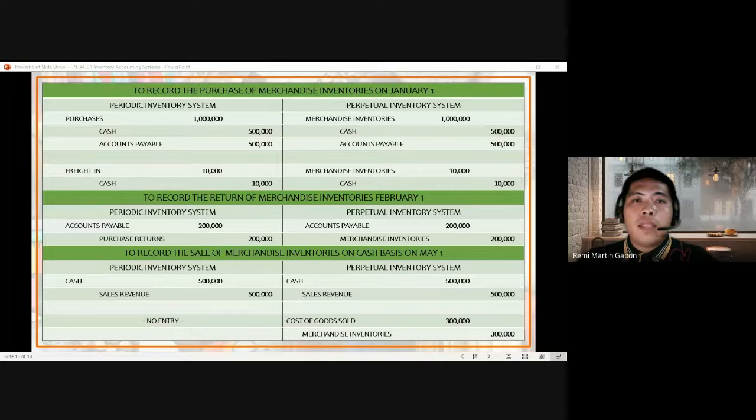Okay? So, by those entries, you can already see the flow of the inventory account. So, parang nagre-refer na rin dun sa stock card. So, debits on the merchandise inventory account will signify the inflow of inventories, while the credit here on February 1, the credit to merchandise inventories, will signify the outflow because we have returned. So that's an outflow of inventories.